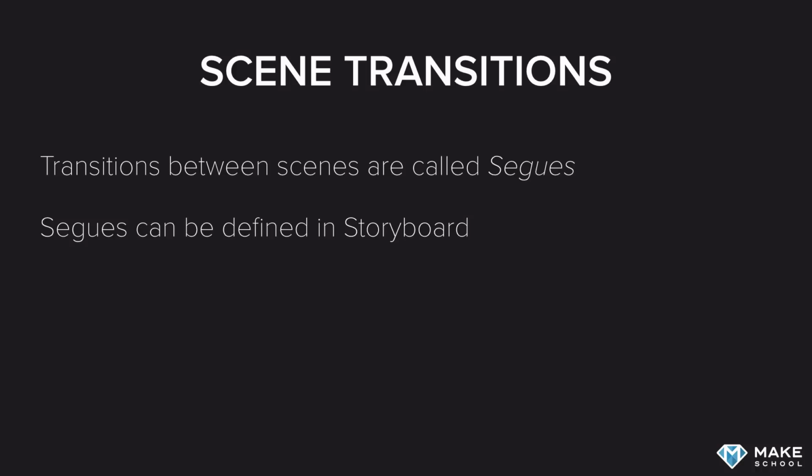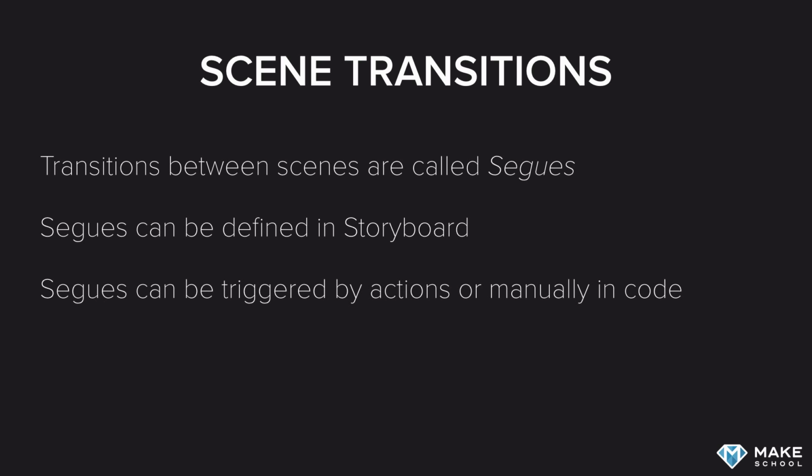What you basically can do is define different transitions between different scenes in our app. And additionally, we can define when these transitions are triggered. They can either be triggered by actions, such as a user tapping a button or selecting a certain part of a screen. But we can also trigger them manually in code, and that sometimes will be necessary.